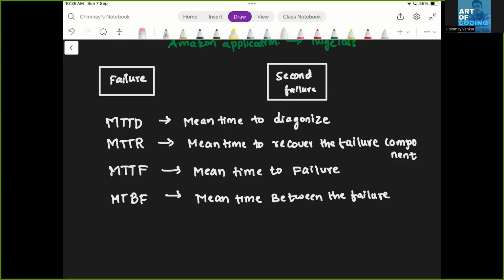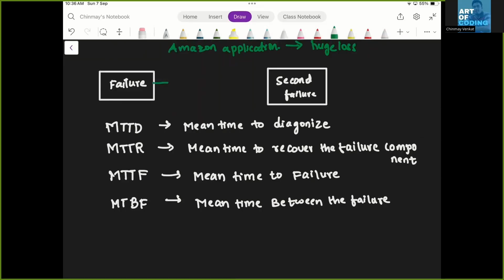To make it better understood, I will give you a clear-cut explanation here. First failure happened. First, what we generally do is diagnose. After the diagnosis, fix the problem. After fixing the problem, it is running fine, and then the second failure happens. It is running fine.